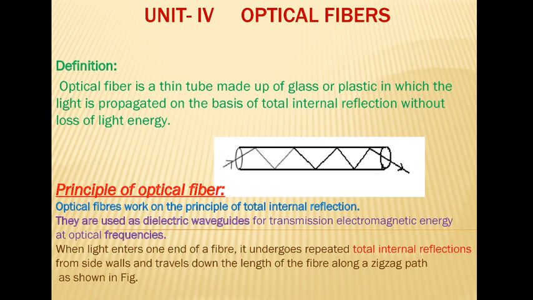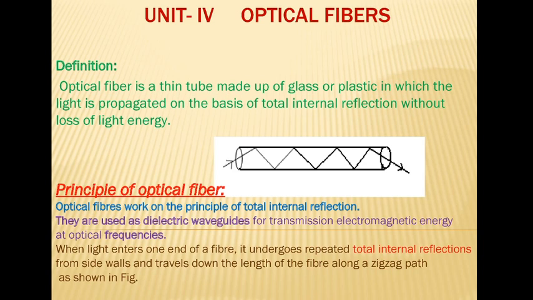Optical fibers are thin tubes made up of glass or plastic in which light is propagated on the basis of total internal reflection, without any loss of light energy. These are the optical fibers. They are also called light pipes.